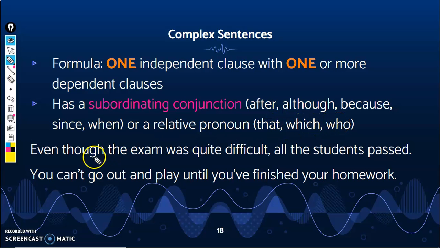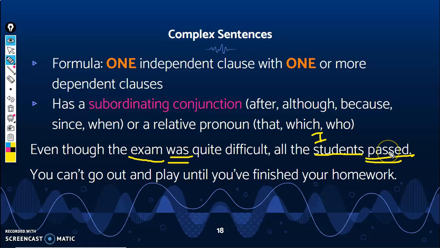So looking at these examples: Even though the exam was quite difficult, all the students passed. So as we're reading it, we're noticing here that there's a comma in between the two, so we know that these are two different clauses.